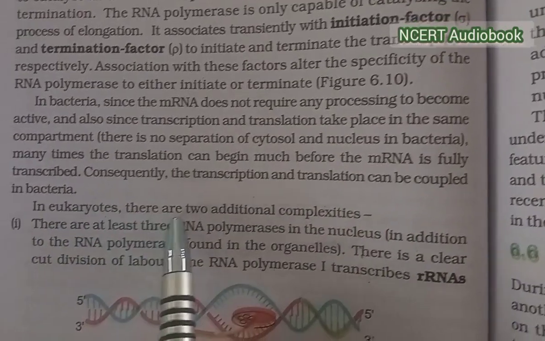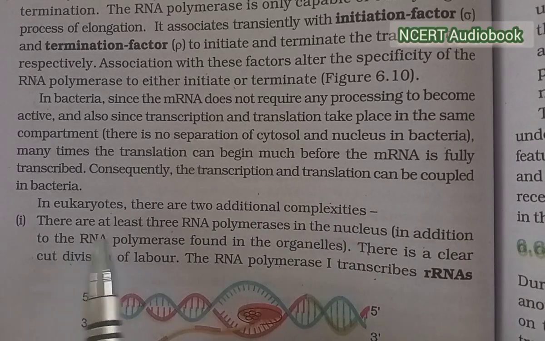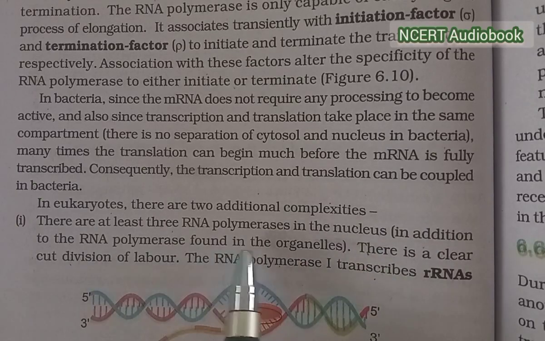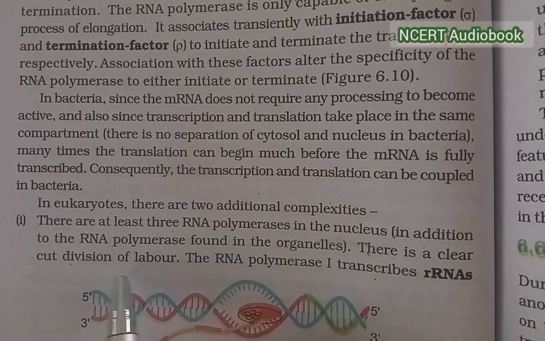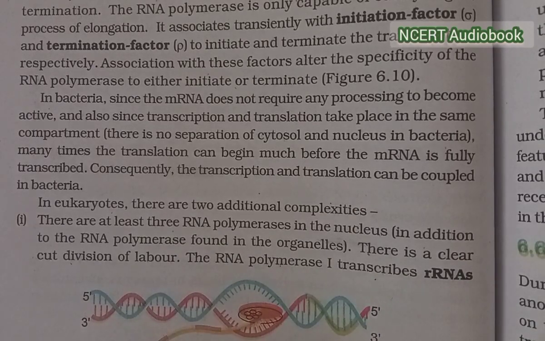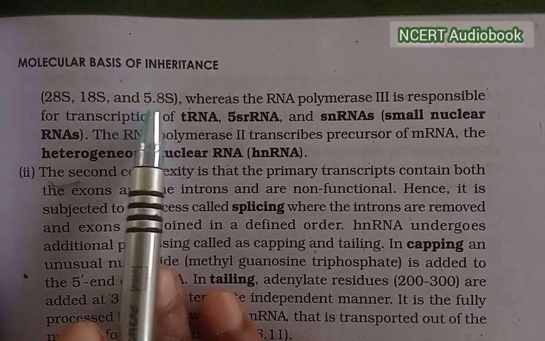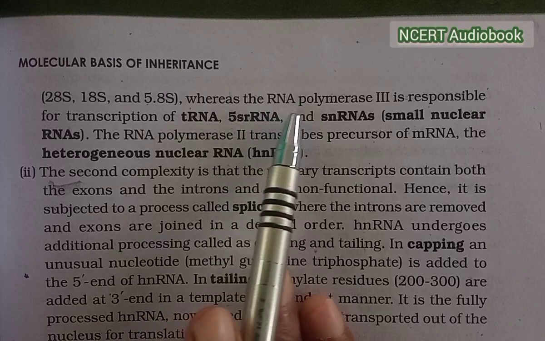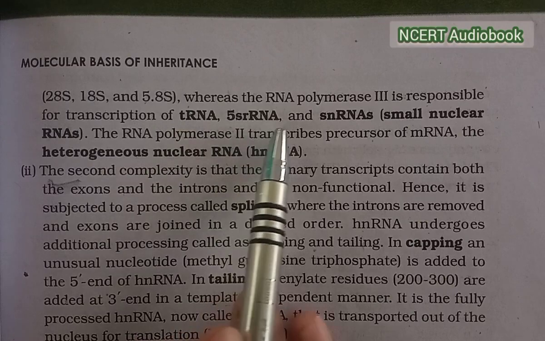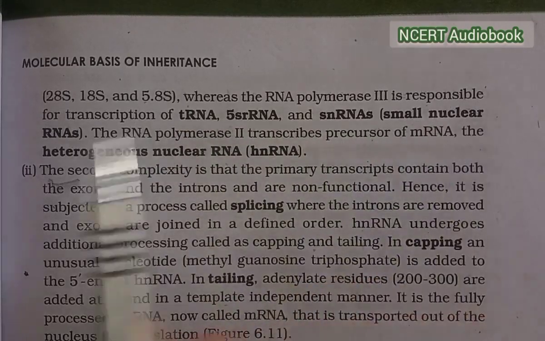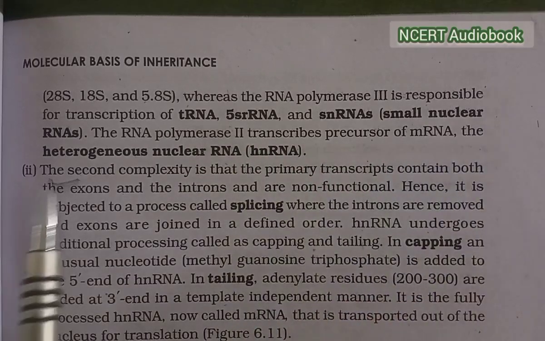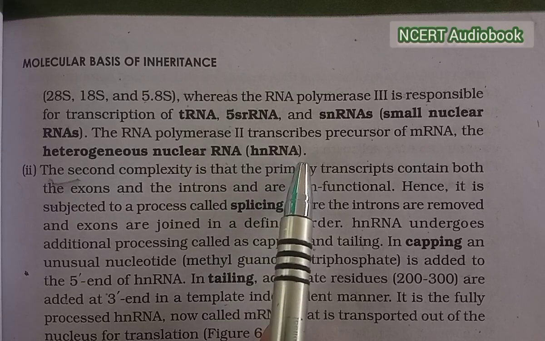In eukaryotes, there are two additional complexities. There are at least three RNA polymerases in the nucleus, in addition to the RNA polymerases found in organelles. There is a clear-cut division of labor. RNA polymerase 1 transcribes rRNAs 28S, 18S, and 5.8S, whereas RNA polymerase 3 is responsible for the transcription of tRNA, 5S RNA, and snRNAs, small nuclear RNAs. RNA polymerase 2 transcribes the precursor of the mRNA, the heterogeneous nuclear RNA or hnRNA.